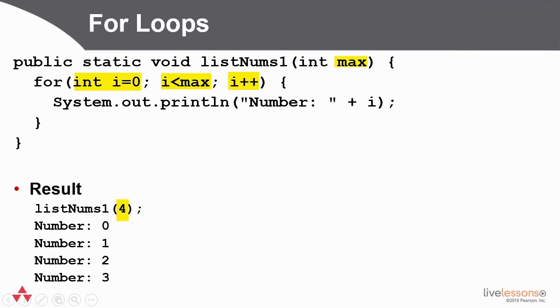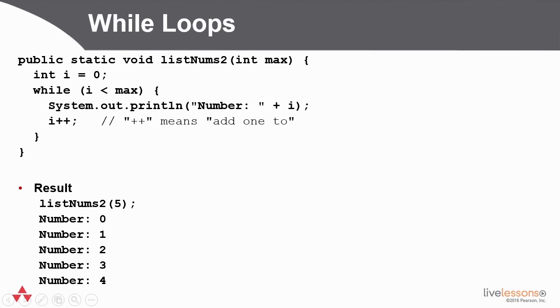So i starts at 0, and the first thing it does, it says, is 0 less than 4? Yes, it is. So it executes the body of the loop, and it prints out number 0. Then it adds 1 to i, that's what the i++ means, and then it does the test again. Is 1 less than 4? Yes, it is. So it executes the body of the loop, prints out 1. Adds 1 to i, so i is now 2. Is 2 less than 4? Yes. Executes it. Does it again. Is 3 less than 4? Yes. It adds 1 to it. i is now 4. Is 4 less than 4? No. So it stops. So it prints it out 4 times.